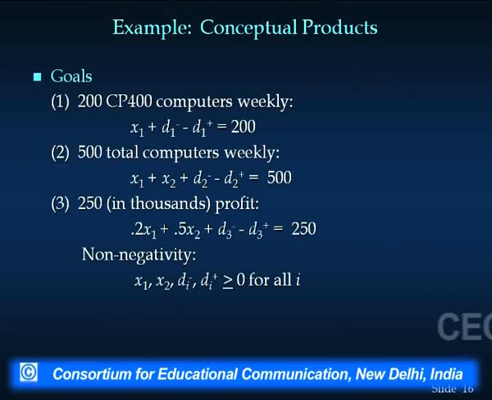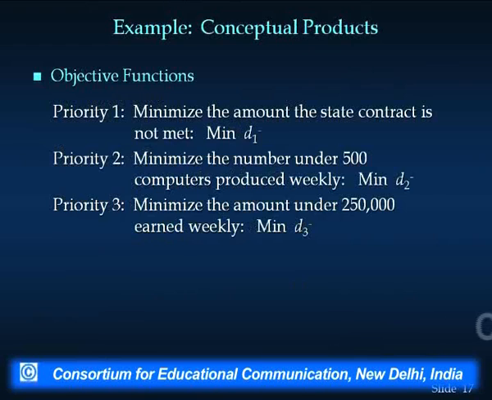Now we will add to these equations the non-negativity constraint, that is x1, x2, di minus, di plus, where i is 1, 2 and 3, greater than or equal to 0, because these cannot have negative values. So priority number 1, objective function, minimize the amount the state contract is not met. So what is that figure? D1 minus is the deficiency in production of product A, CP400. So D1 minus is to be minimized.